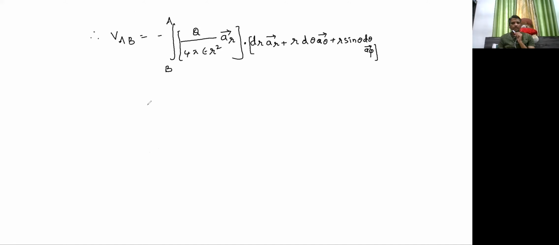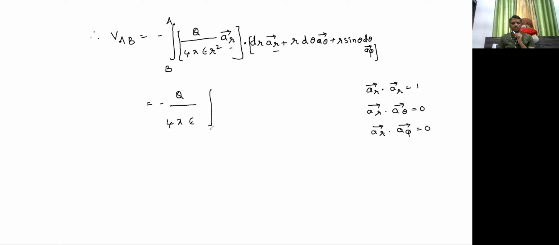Now, if you observe, we know the dot product of AR with AR is only 1, and the dot product of different unit vectors will always be 0. That is, AR dot product with A theta is 0, and AR dot product with A phi is also 0. Now what you will be getting is this minus q by 4 pi epsilon is just a constant. Bring this out of integration.